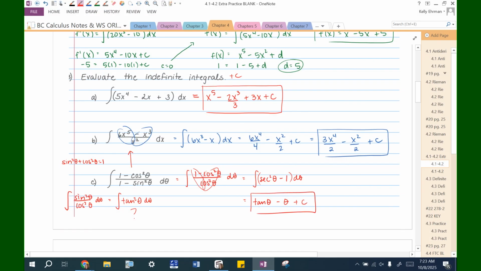So sometimes with trig, you have to work it a couple of ways until you get something that actually works when you're working with identities.